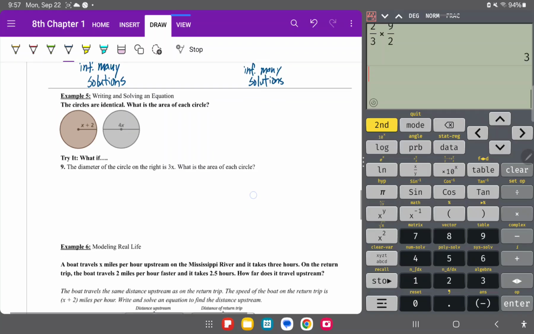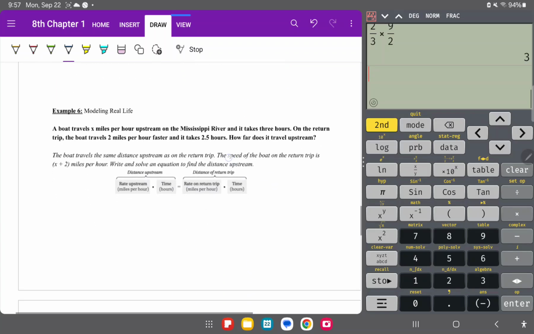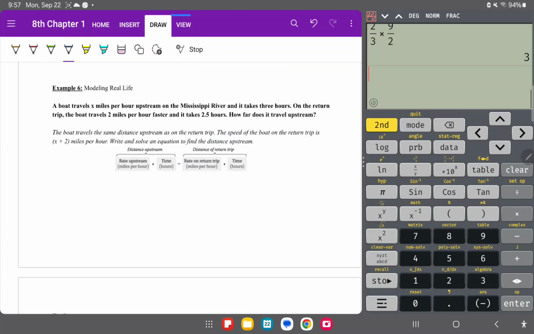Okay, so we're going to skip down to example 6, modeling in real life. Okay, so we have a boat that travels X miles per hour upstream on the Mississippi River. On the return trip, wait a minute.